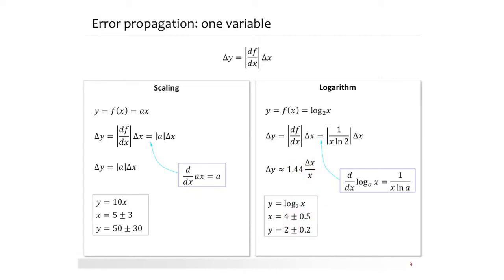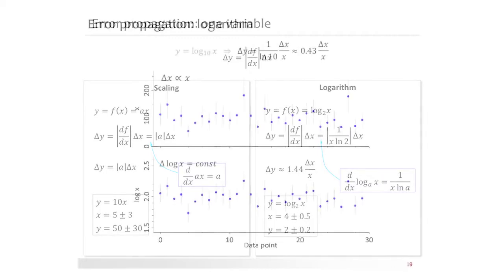And the error here could be anything, because this affects transformation of any type of error. So it could be standard error, it could be a confidence interval. You can also transform standard deviations in the same way.